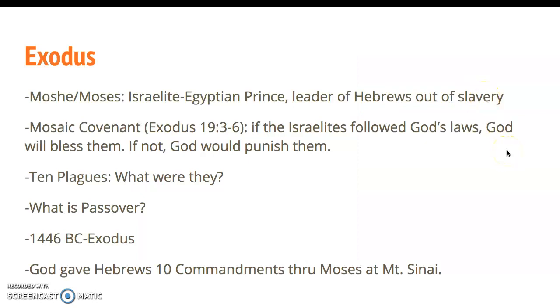The Exodus time period. Moshe, or Moses as he's known, an Israelite Egyptian prince, leader of the Hebrews out of slavery. He's going to establish the next of the four covenants, and we're going to talk about the Mosaic covenant in Exodus 19, 3 through 6. If the Israelites followed God's laws, God will bless them. If not, God will punish them.